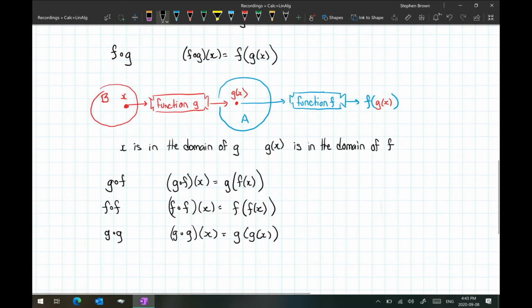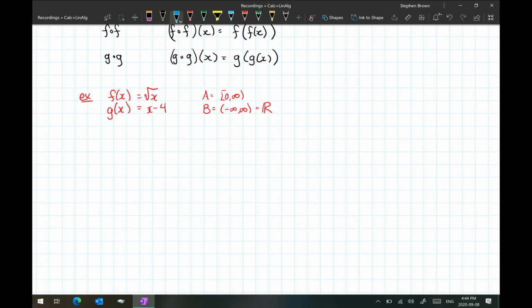So let's use the example that we looked at before. All right, we have the function f of x equals root x with the domain of all numbers greater than or equal to 0, and we have the function g of x, which is equal to x minus 4, and that is all real numbers for its domain. Now the first thing let's do is take a look at f of g of x. Okay, f of g of x is the same thing as writing f in brackets around g of x.